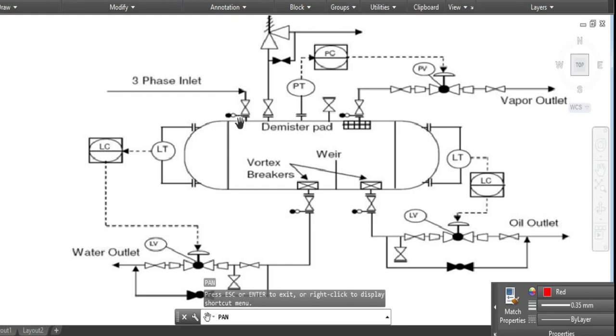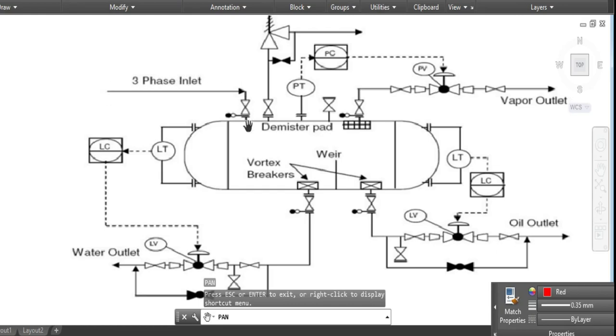So this is the inlet, the three-phase inlet. This is the inlet with content of hydrocarbon. Hydrocarbon means hydrogen and carbon, so the hydrocarbon contains oil and gas. The oil and gas is fed into this horizontal vessel. So this is how we separate the oil and gas.